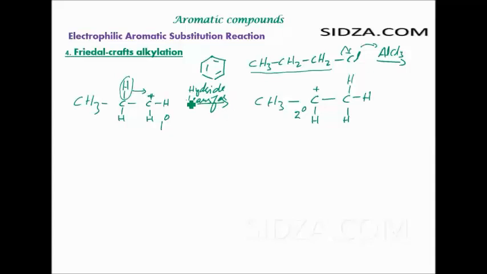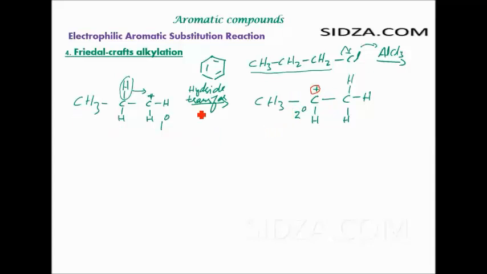So H negative, right? Hydrogen with an electron pair. This is not H plus, rather this is H negative. So hydride transfer actually occurs from this carbon to this carbon, right? Both electrons shift here and you get a secondary carbocation, correct? This is the more stable carbocation.